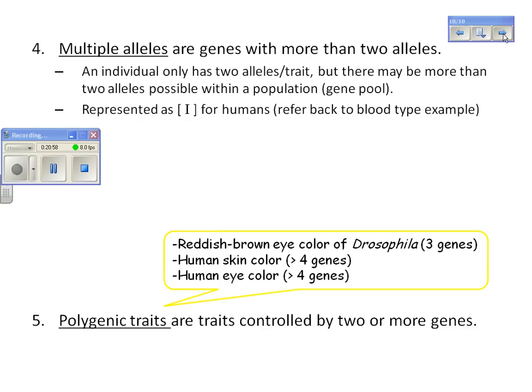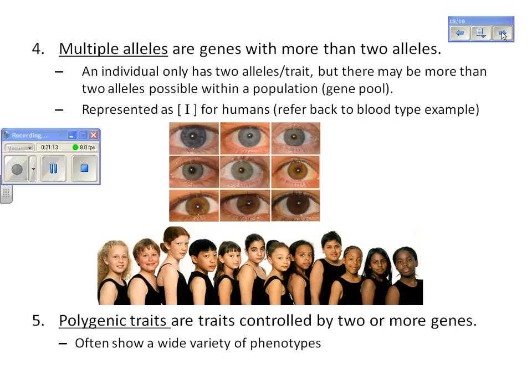Common examples of that you might see on the EOC are reddish-brown eye color of Drosophila, again, fruit flies, human skin color, and human eye color. And polygenic traits are essentially just traits that are controlled by two or more genes. These often show a wide variety of phenotypes, since there are multiple different characteristics or ranges that can be produced in one organism. So you see here the progression of human eye color from blue to brown, and the myriad of skin colors that are possible on this planet as well.